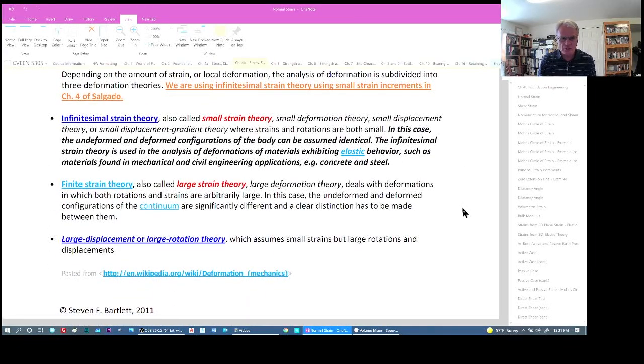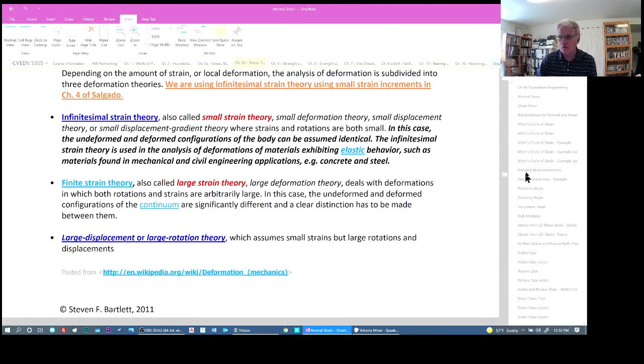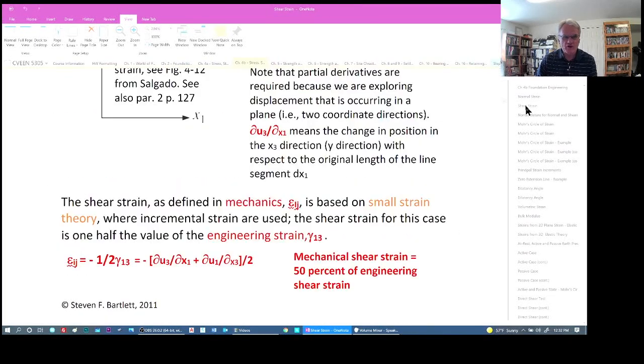There is larger strain theory that is sometimes also used in mechanics, but we won't deal with it in this particular course. However, I teach another course in soil dynamics and also numerical modeling of soils, where we actually incorporate large strain theory. Okay, so we've defined normal strains.